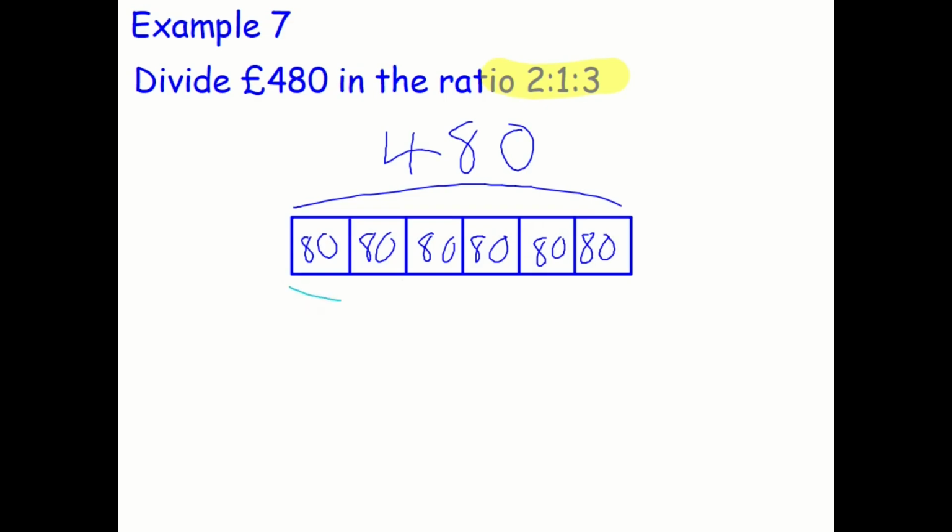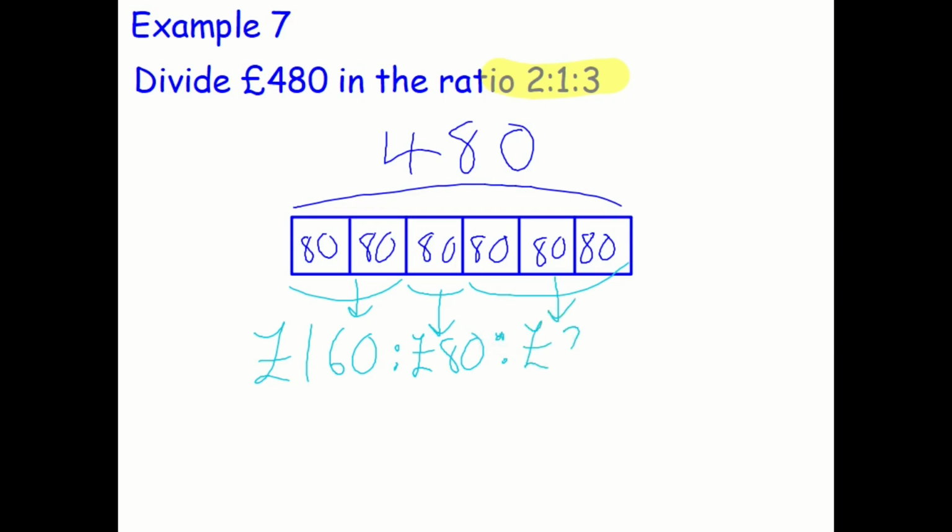So in the ratio 2 to 1 to 3, 2 8s are 16, so that's 160. 1 lot of 80 is obviously just 80. And 3 lots of 80. 3 and 3 8s are 24, so 3 lots of 80 is 240. So your final answer is as follows.